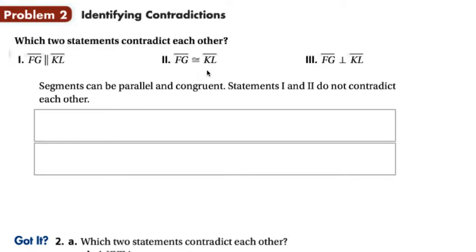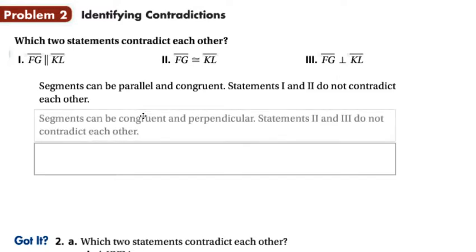What about 2 and 3? Could we have segments that are equal in length and be perpendicular to each other? And that can also happen. So those two are not a contradiction.